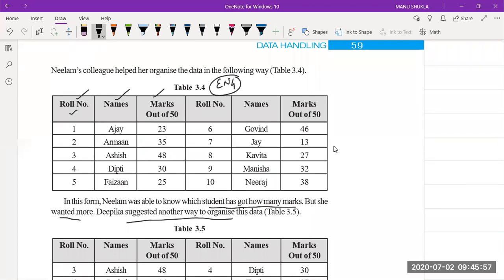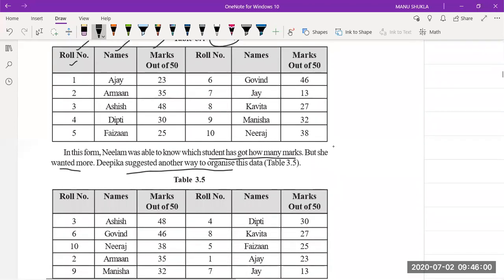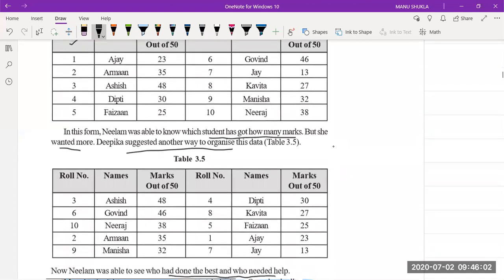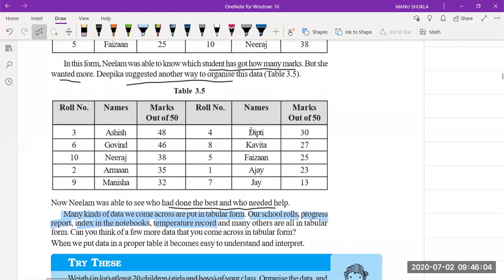Okay. Now, she wants to organize data in one more way. She wants to make it in descending order. So what she has done, the maximum marks on the first number and the minimum marks on the last number. So just by seeing the data, she can tell maximum is got by Ashish and minimum is by Jay. So she can help Jay by giving some extra classes so that Jay can improve.